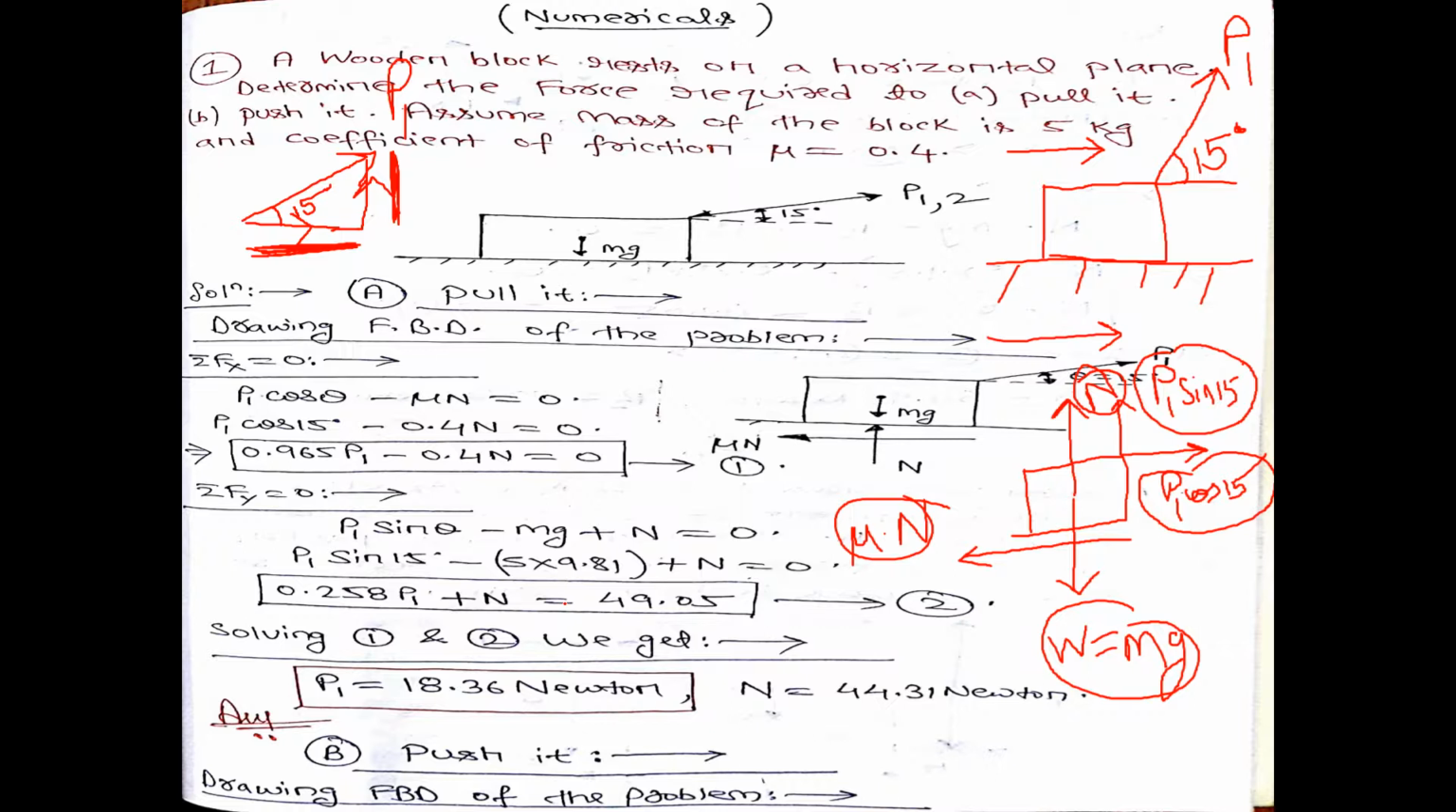Since the problem asks for the value of the force P when you are pulling it, and that force P1 is nothing but 18.36 Newton when you are pulling the object. Any doubt in the first part of the problem?